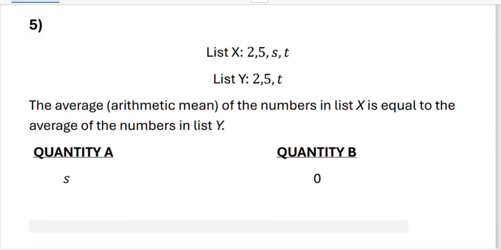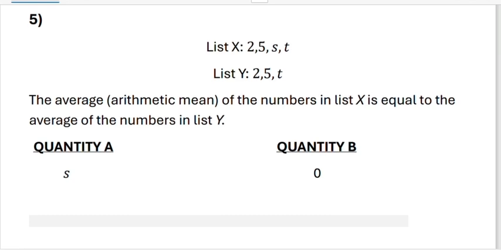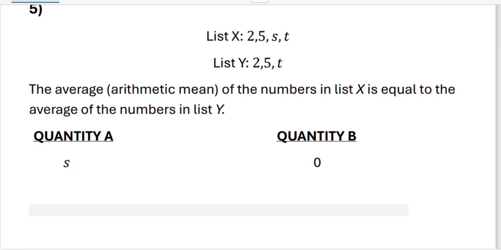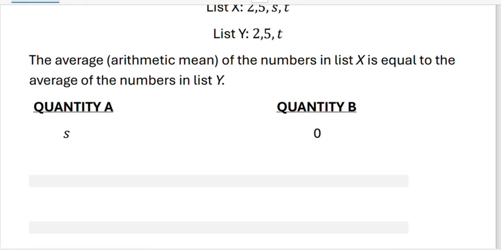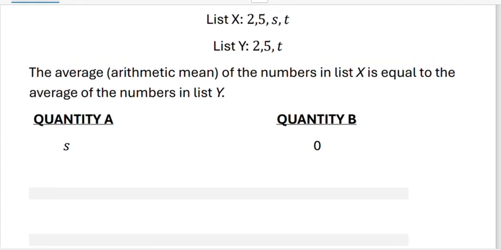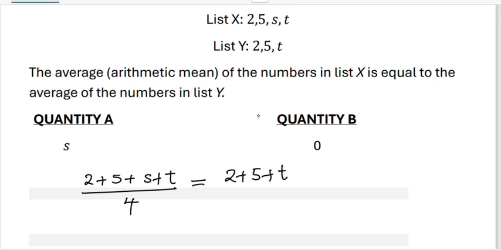For question 5, you are given: let x be a set of 2, 5, s and t, and y be 2, 5 and t. So the average (arithmetic mean) of the numbers in the list x is equal to the average (arithmetic mean) of the numbers in list y. Okay, so compare quantity A, s, and B. So let's find the arithmetic mean of these two lists. So for x, we have 2 plus 5 plus s plus t, all over 4. They say this is equal to 2 plus 5 plus t over 3.